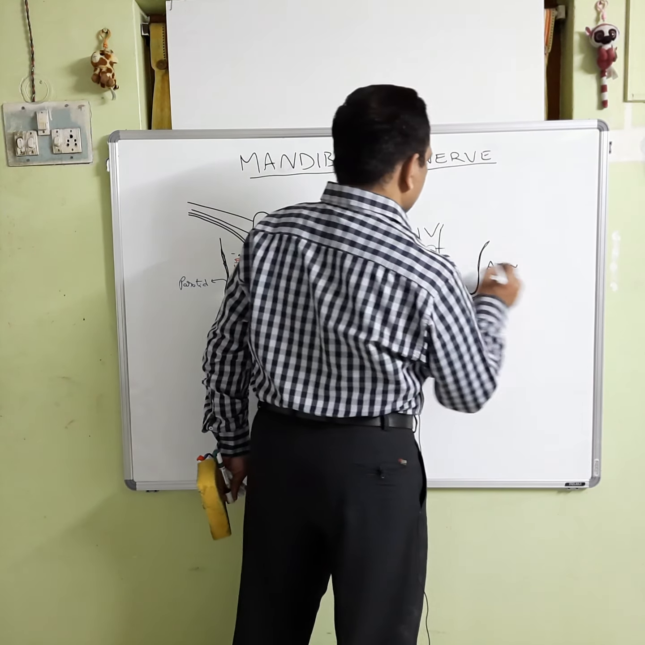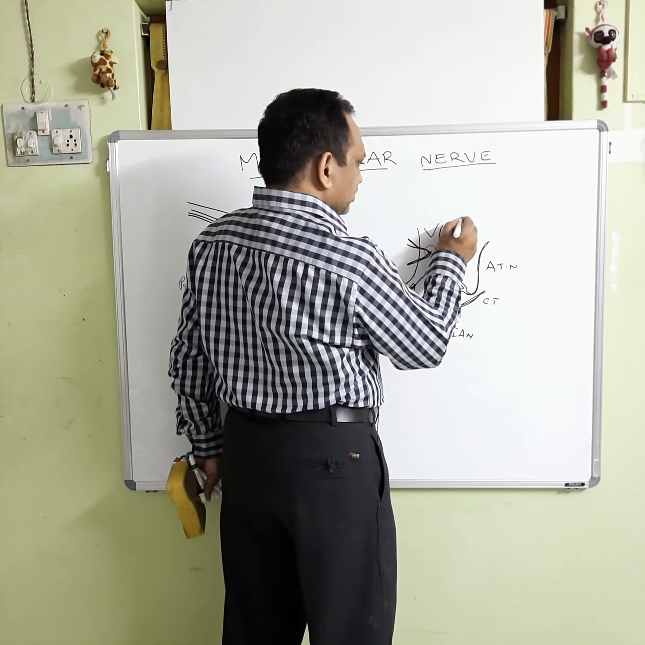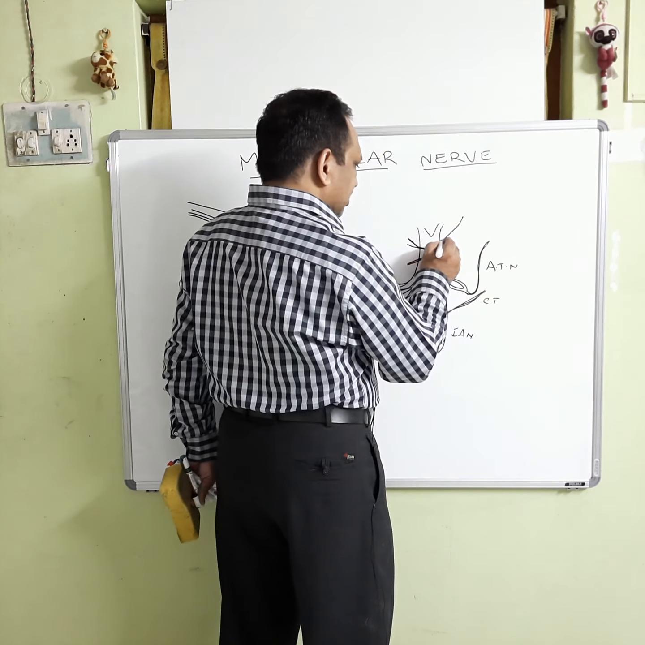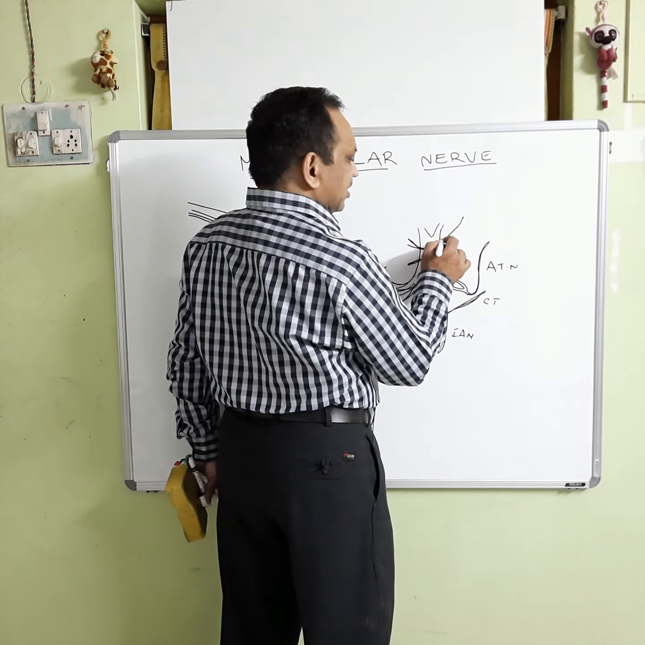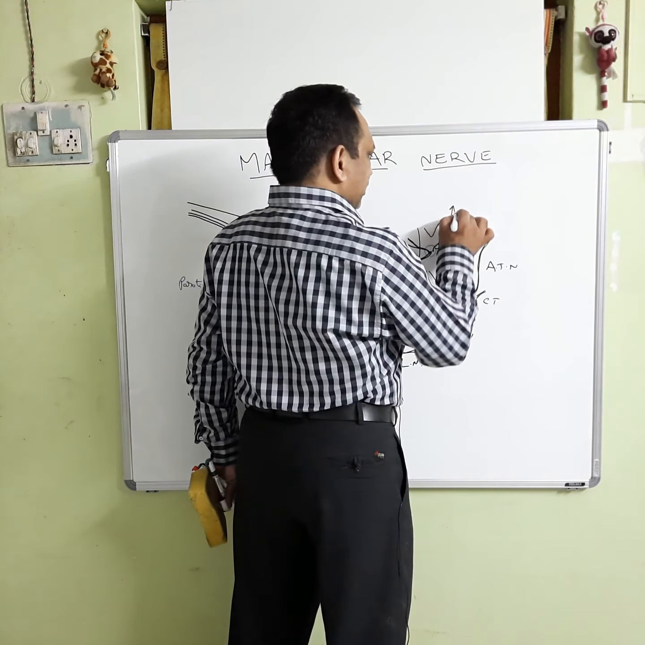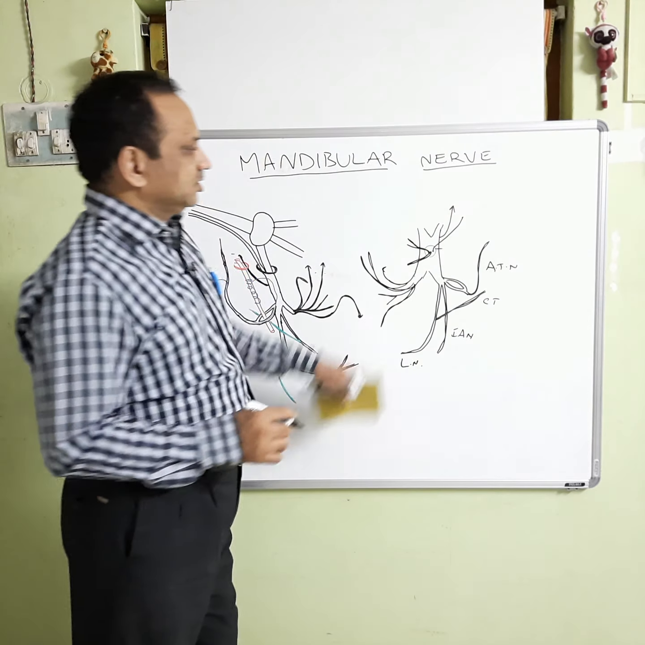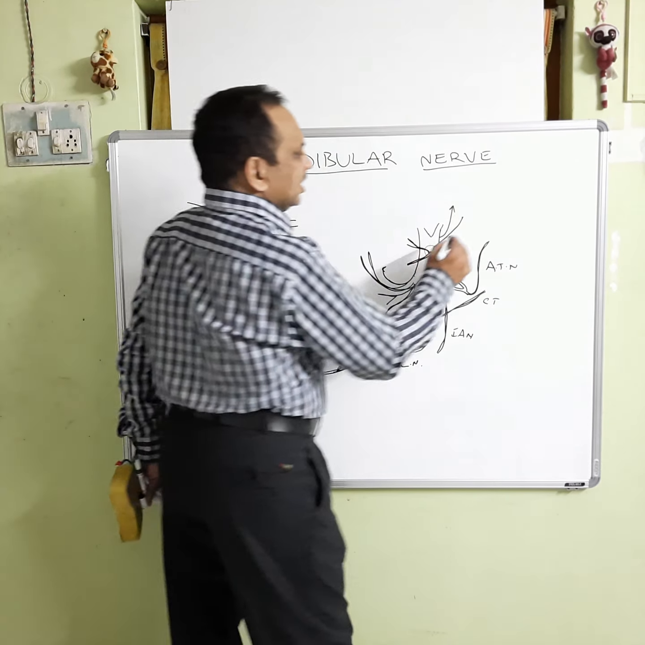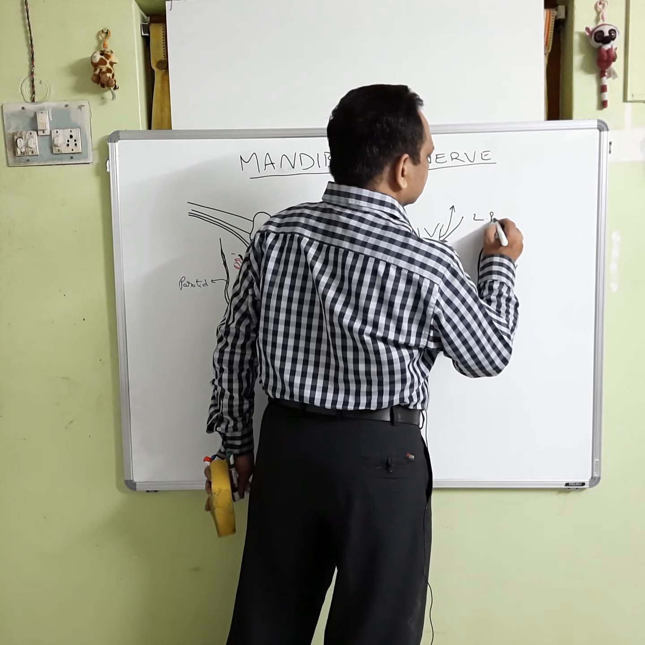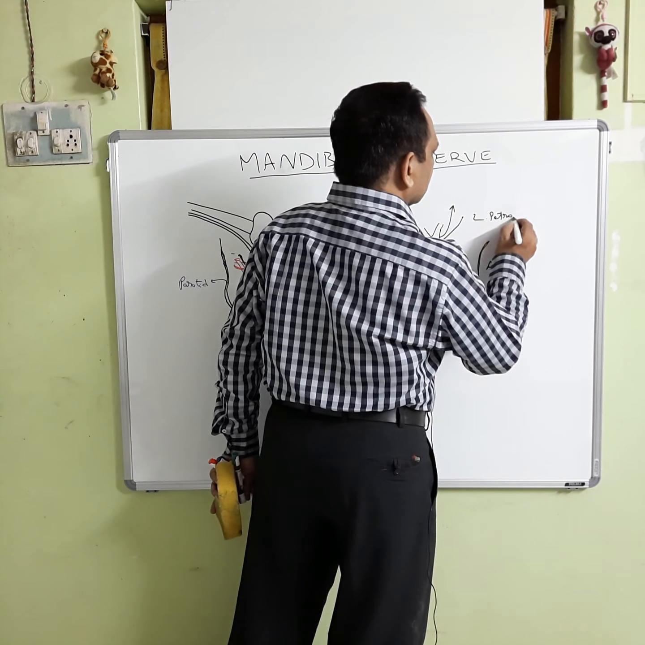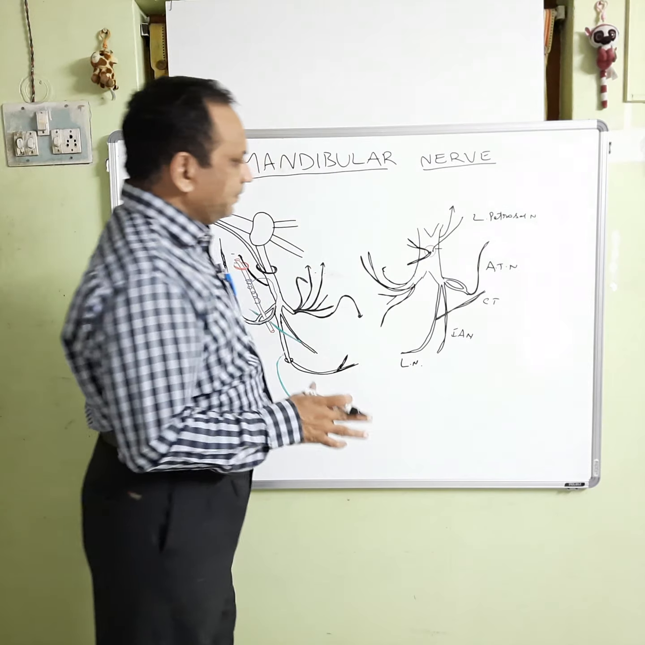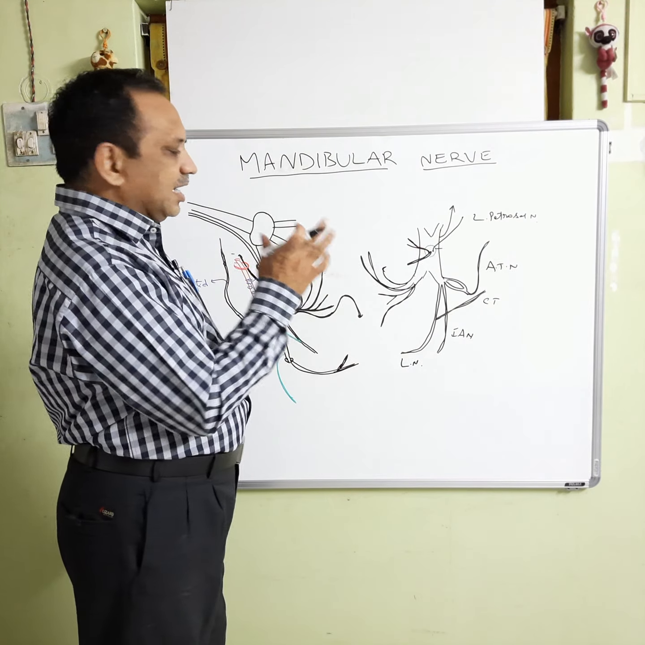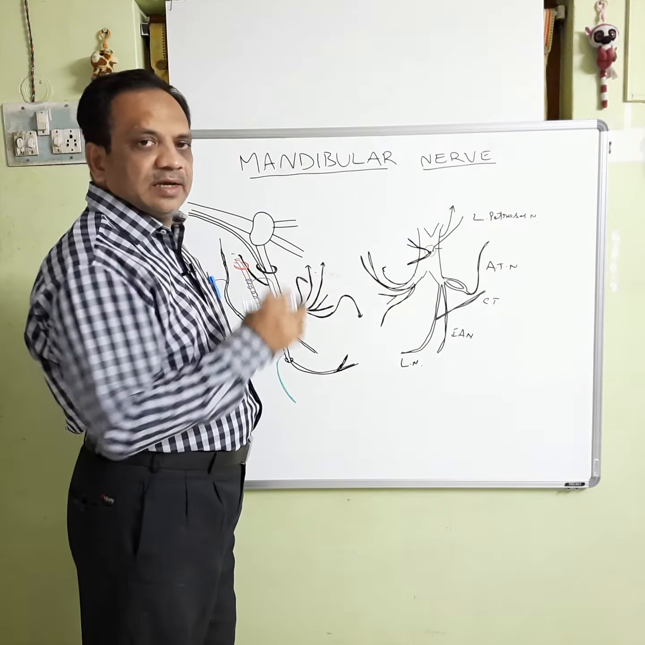Auriculotemporal nerve. The otic ganglion receives preganglionic secretomotor fibers from the lesser petrosal nerve. This is the nervus spinosus and this is the lesser petrosal nerve. So these are the branches of the mandibular nerve from its medial side.